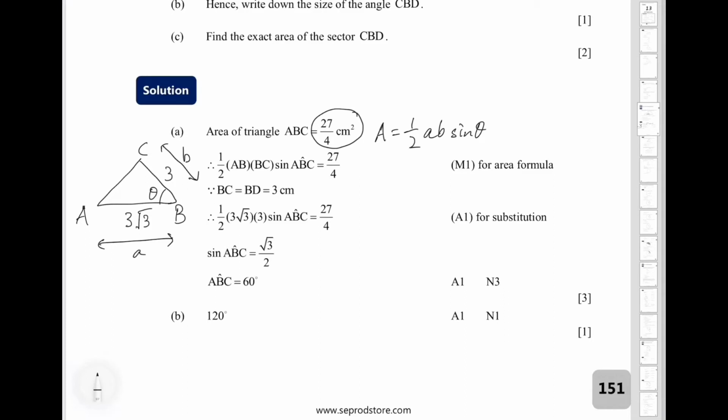For the sine ratio, when we are going to solve sine theta equals √3/2, we can consider this triangle. When we consider the reference angle 60 degrees, its opposite side can be √3 and the hypotenuse will be 2. So from this triangle, we know that sine 60 degrees would be equal to √3/2. Then in this situation, we will have the angle ABC equals 60 degrees.